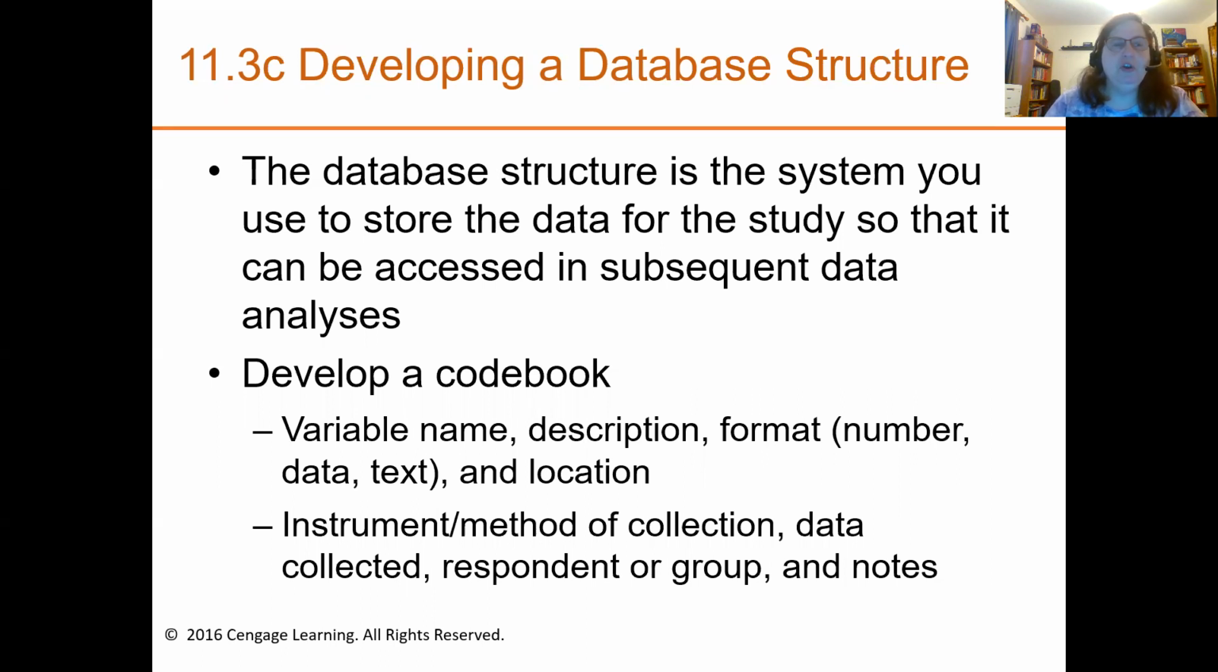And that's where developing a code book comes into play, where you have your variable name, description, format, including number, data, and text, and location. You also want to include the instrument, method of collection, the data collected, the respondent or group, and any notes. If you're curious as to what a code book looks like, there are many free code books you can look at. But basically you're trying to put in as much information about your data that makes sense, so that anyone looking at this in the future could decode your data.